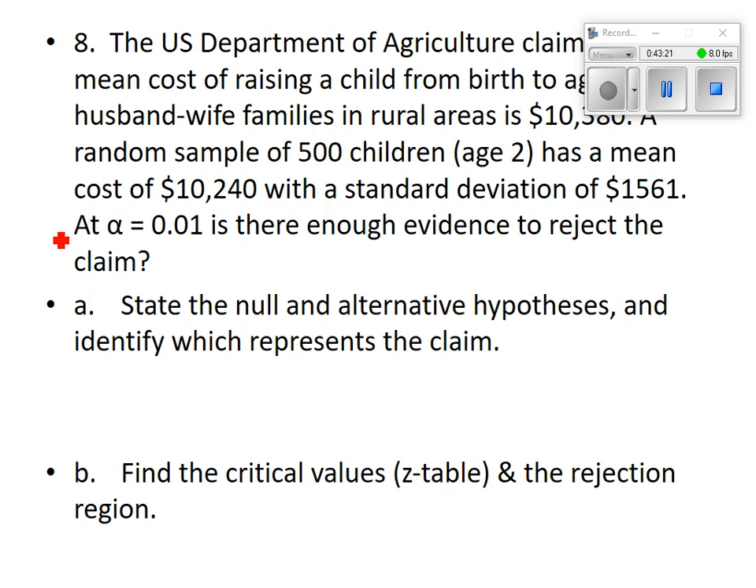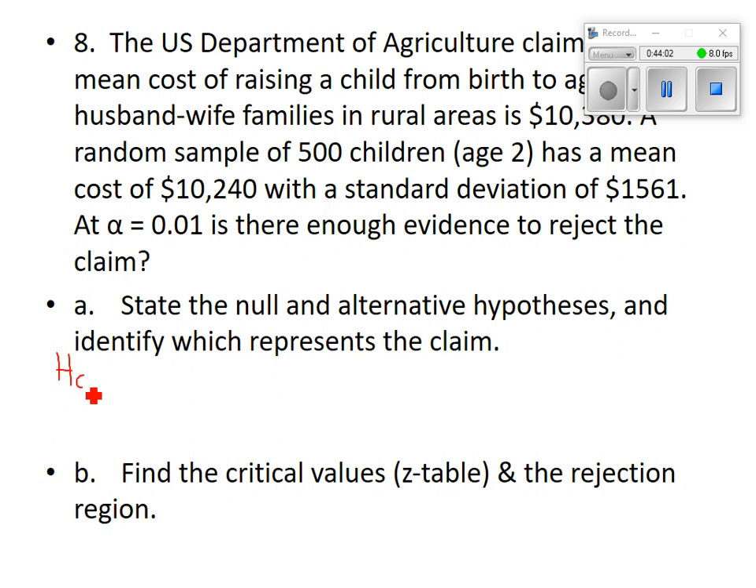The U.S. Department of Agriculture claims that the mean cost of raising a child from birth to age 2 by husband-wife families in those areas is $10,380. A random sample of 500 children aged 2 has a mean cost of $10,240 with a standard deviation of $1,561. At a level of significance of 1%, is there enough evidence to reject the U.S. Department of Agriculture's claim?